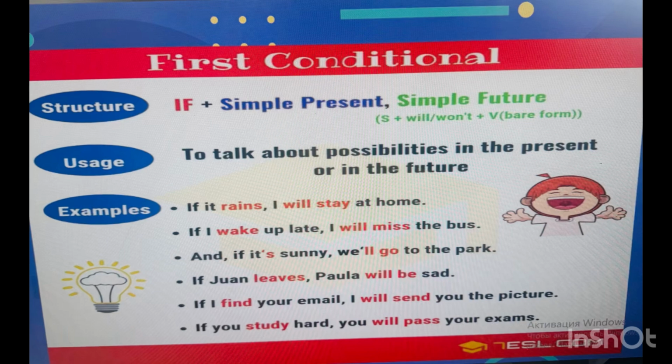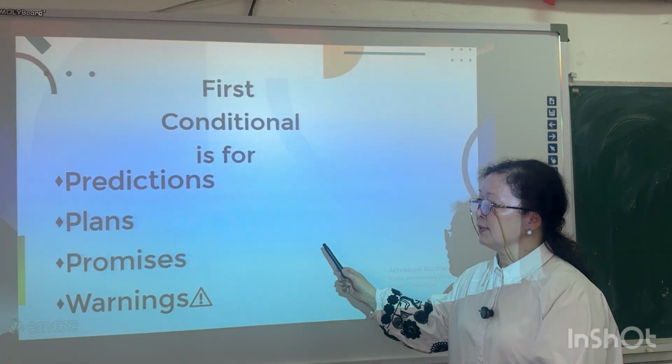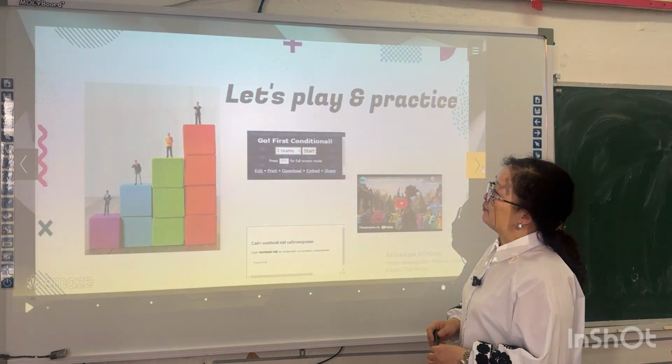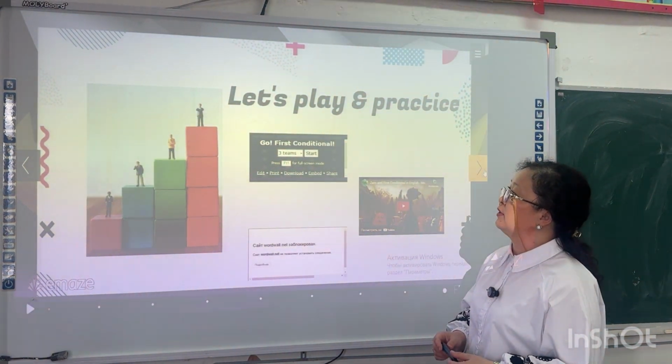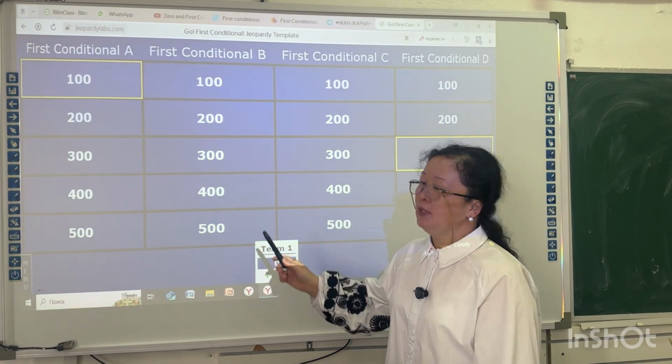Here you can notice that there are two sentences in first conditional. They are if clause and main clause. And in the main clause, you can see the future simple with the verb will. And so, first conditional is for predictions, plans, promises, and warnings. And now let's play and practice our knowledge of first conditional. Let's go. Let's choose one of the boxes. For example, 100.